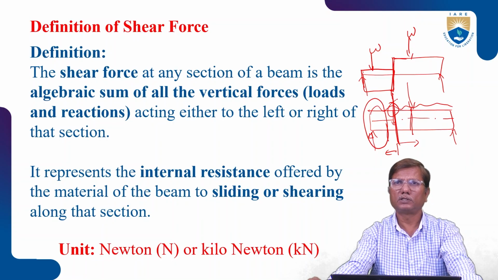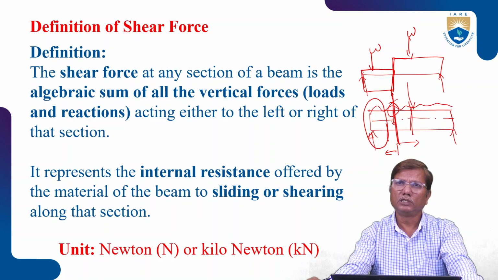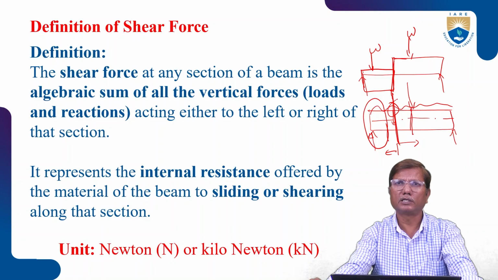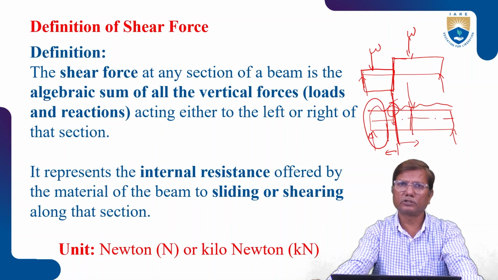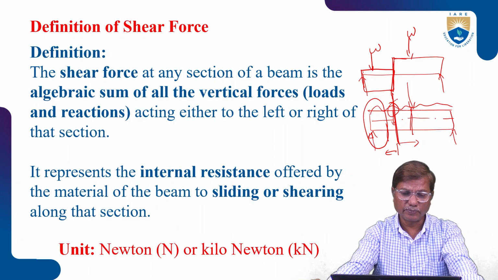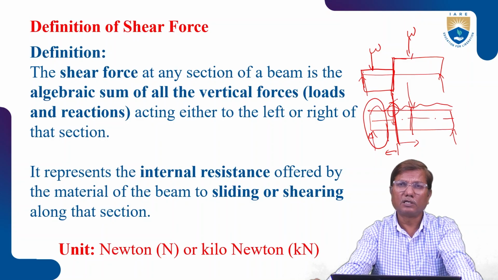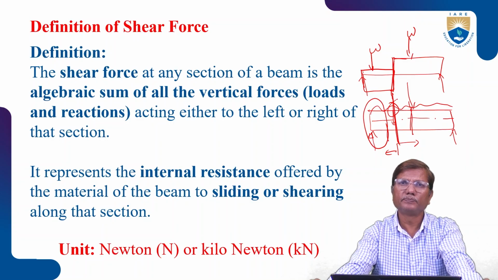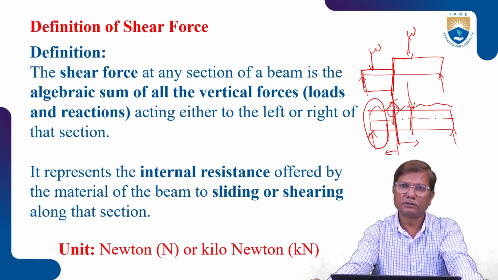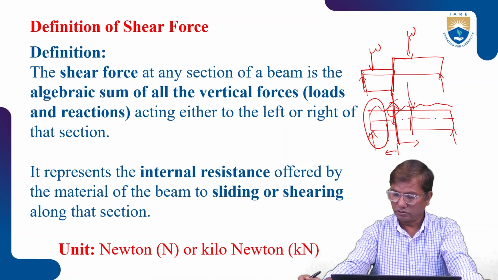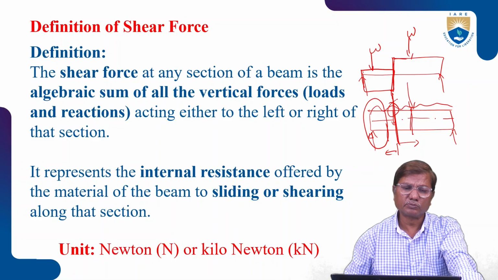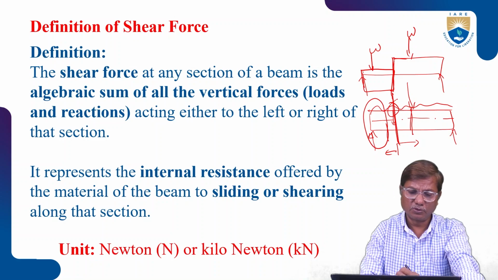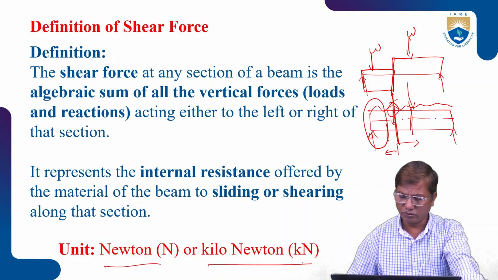Algebraic sum of all the vertical forces, including reactions, acting either to the left or to the right of the section, that is said to be the shear force. Actually, it is the internal resistance offered by the material of the beam to sliding or shearing along that section. It will have the units of force, that is Newton or kilonewton.